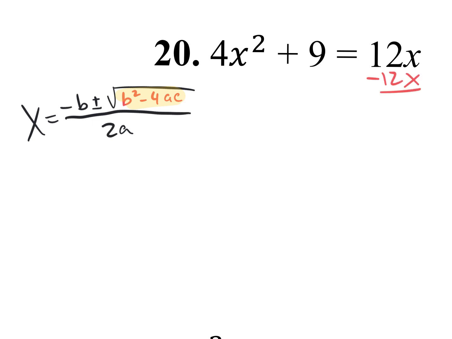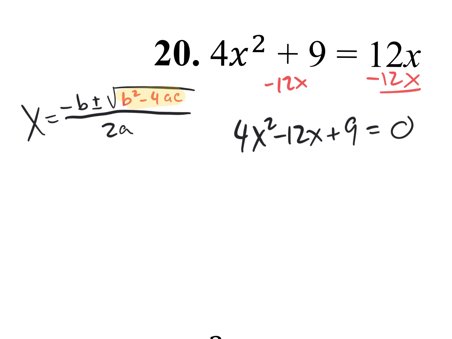Subtract 12x from both sides and rewrite it: 4x squared minus 12x plus 9 equals 0. We now know our a value, our b value, and our c value. And we could focus in on the discriminant part since that's all they really want. The discriminant is b squared, which is negative 12. Negative 12 squared minus 4 times a.